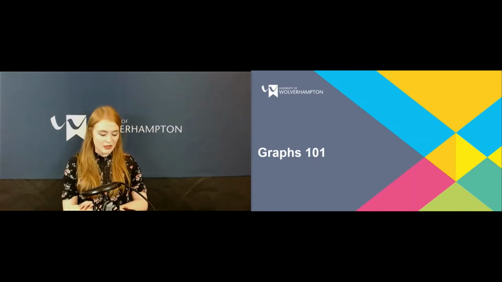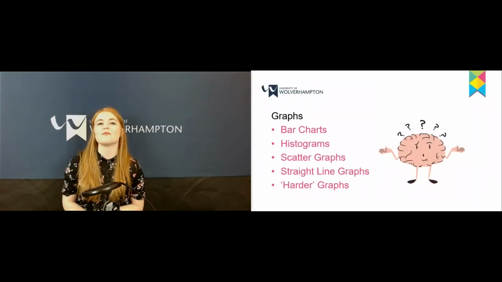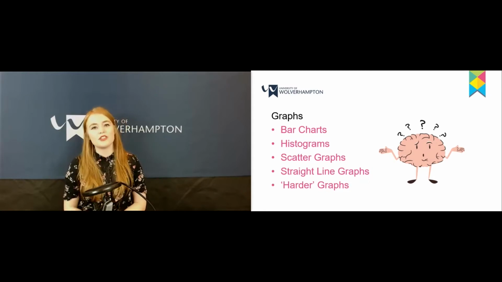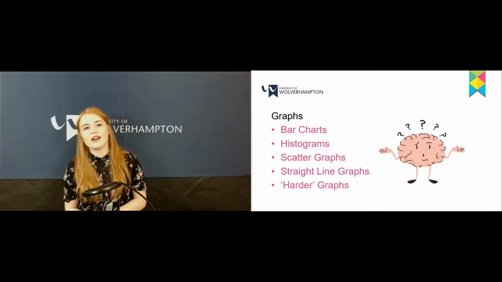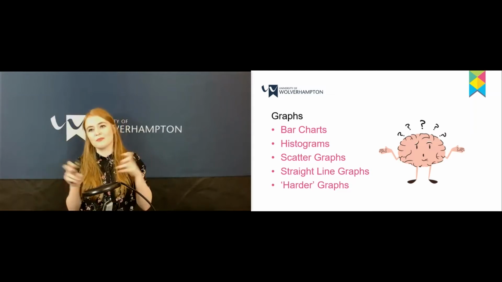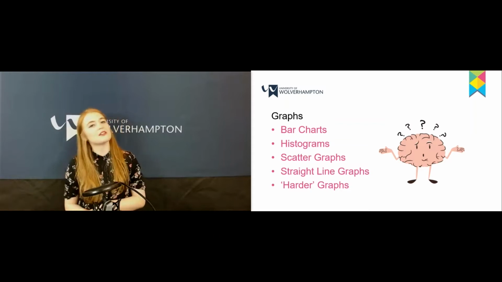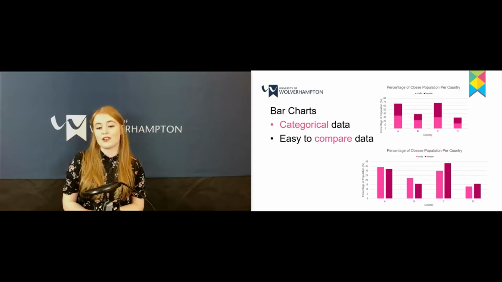And this video will be going through graphs. So there's lots of different types of graphs that you might meet in your studies. There's bar charts, histograms, scatter graphs, straight line graphs, and a little category I like to call harder graphs, but hopefully we'll make it not so hard in this video. So bar charts. They show categorical data and they are easy to compare.